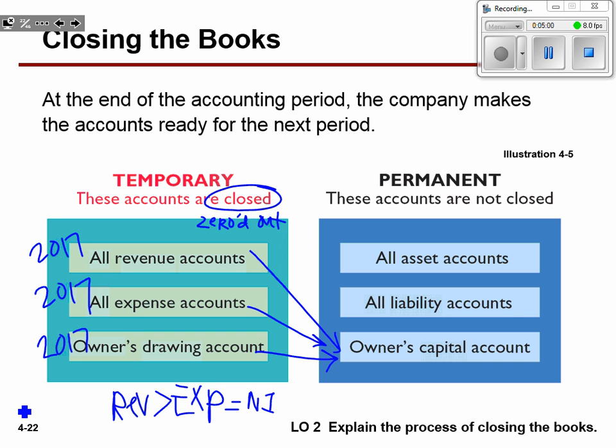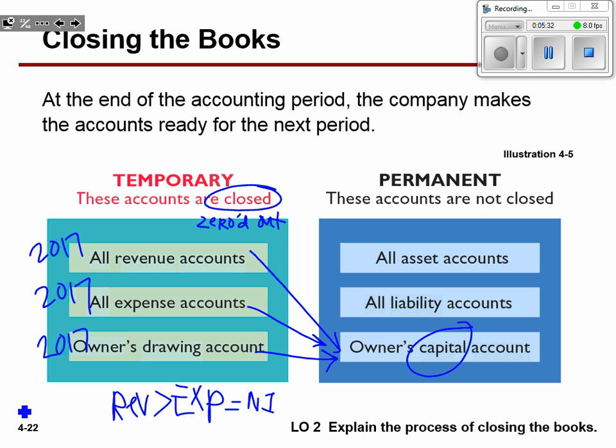Accounts that are permanent or not closed are all assets, all liabilities, and just the capital. If we have 25 pencils left at the end of the fiscal year, are we going to throw them away? No, they're going to roll into the next year. If we're running around with a $75,000 school bus, just because we used it in 2017, does that mean the school's going to put it free on the curb? No. Same with cash.